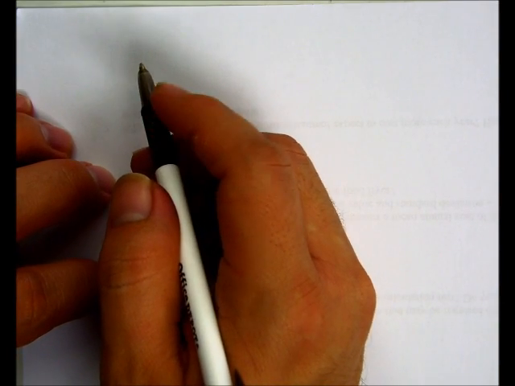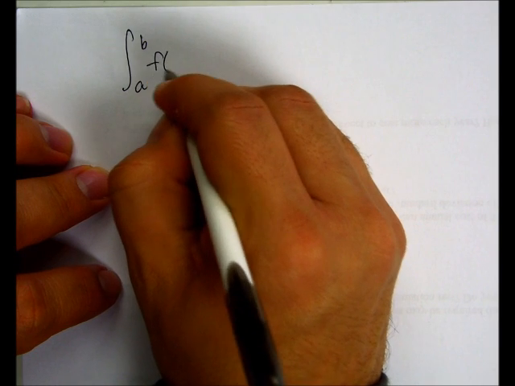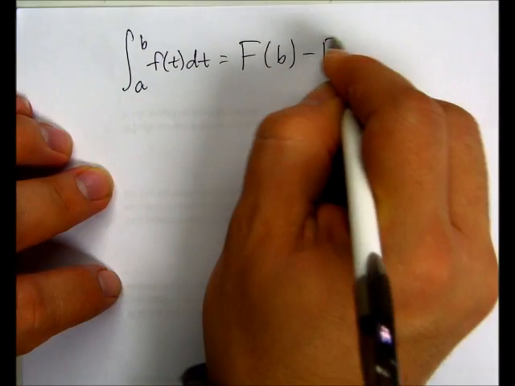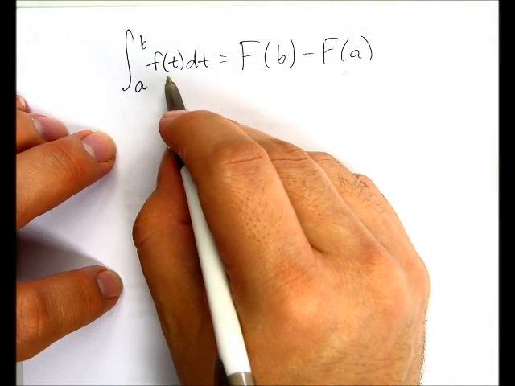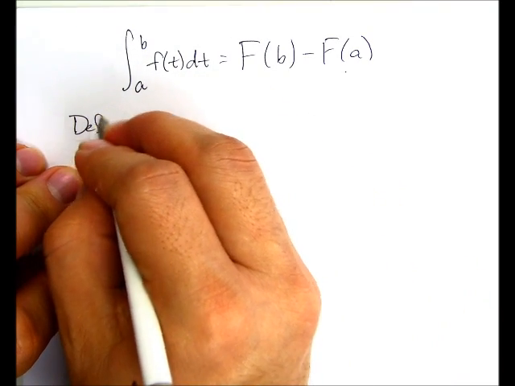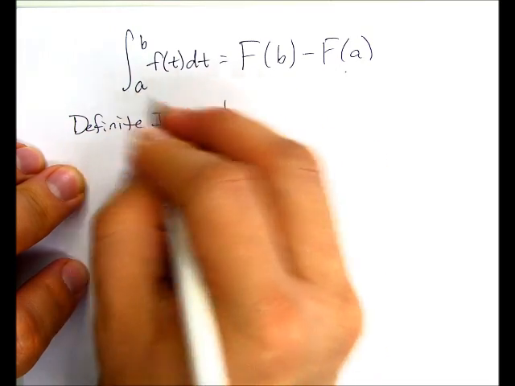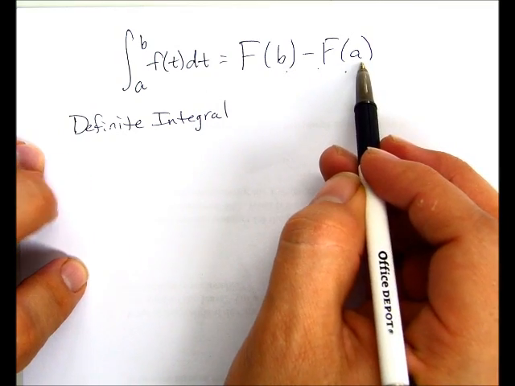Okay, so I went over the first fundamental theorem of calculus in class, and that was that the integral from a to b of f of t dt is equal to big F of b minus big F of a, where big F is the antiderivative of f of t. So if we're going to do something called a definite integral, we can just take the antiderivative and then evaluate it b minus a.